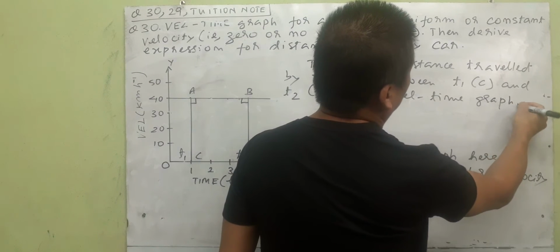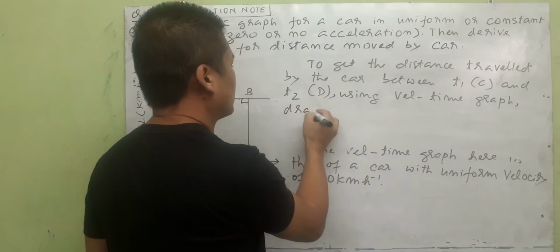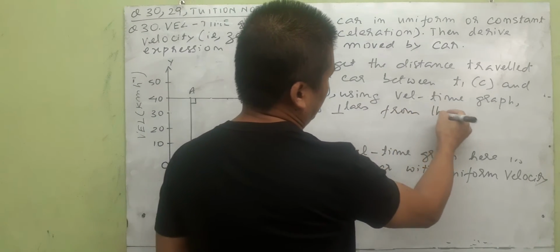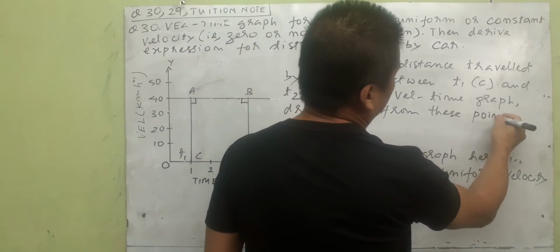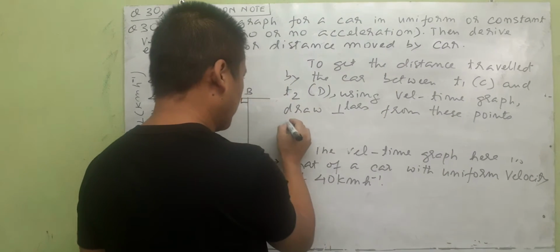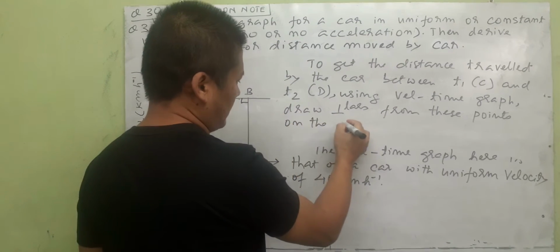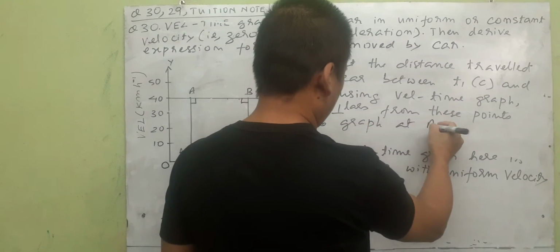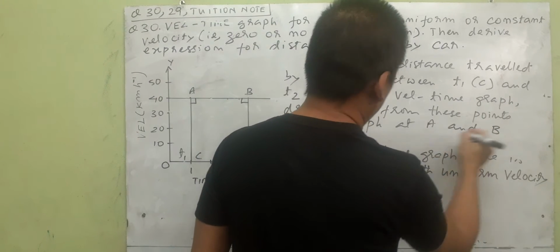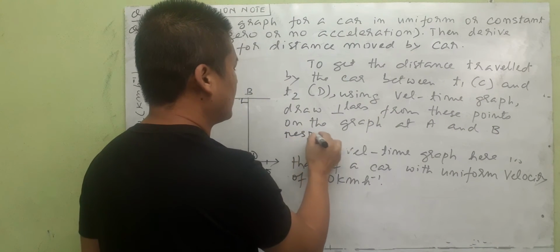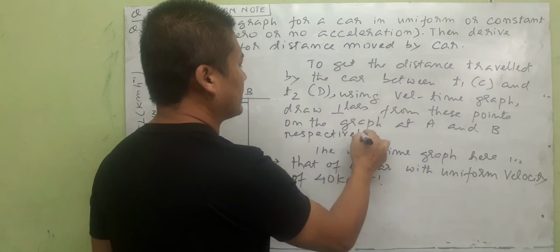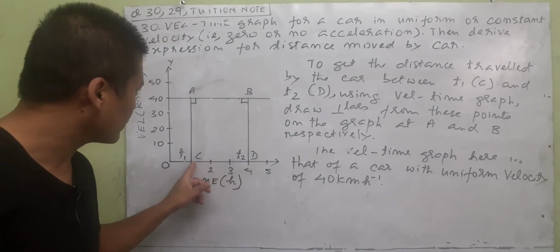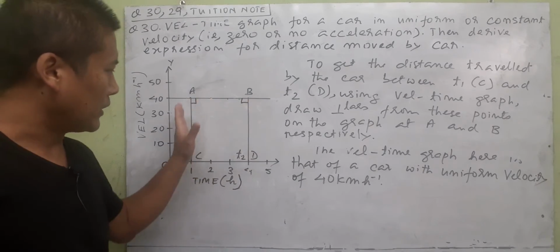Using the velocity time graph, draw perpendiculars from these two points, C and D, on the graph to the time axis at A and B respectively. That is the first step we do when we want to find the distance traveled by the car between two time points, T1 and T2. From the same points, you draw the two perpendiculars on the graph.